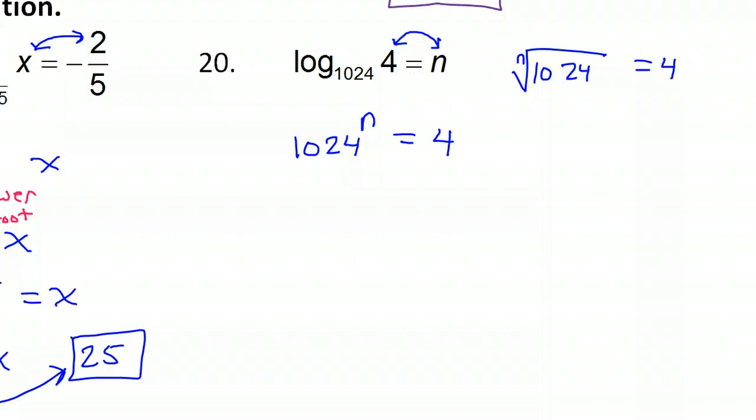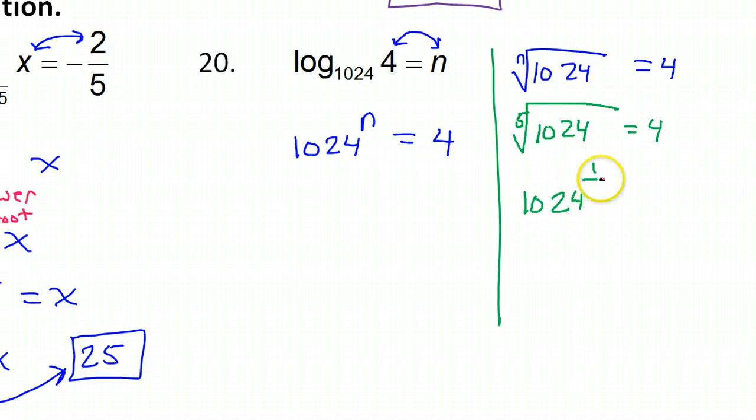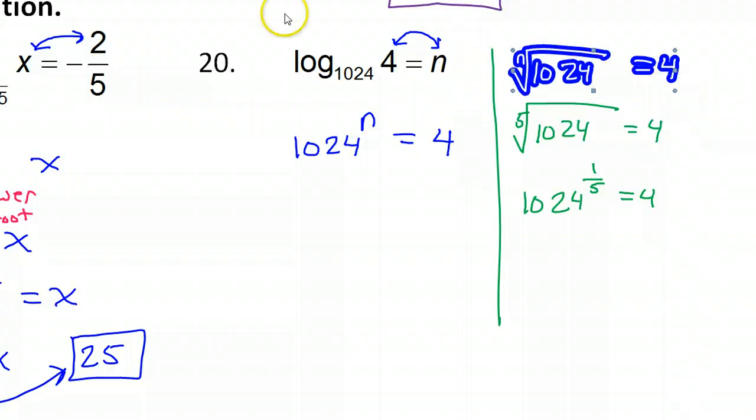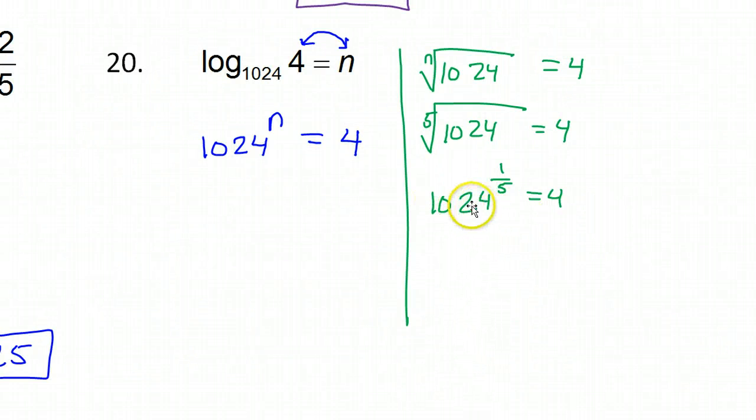Okay, I should be doing this in green off to the side here, because this is like my thought process. So it turns out that the fifth root of 1024 is 4. But we know that the fifth root is the same thing as the 1/5 power. Okay, so this is our thought process. Alright, it's going to bug me if this is not green also. Hold on. Alright, that's better. OCD.